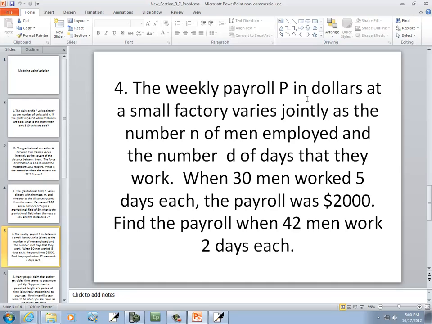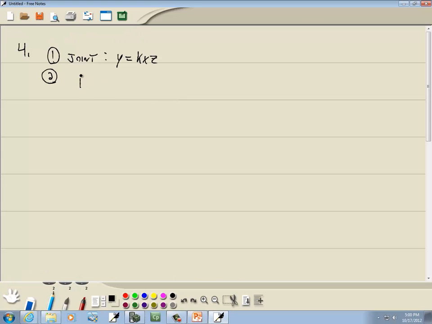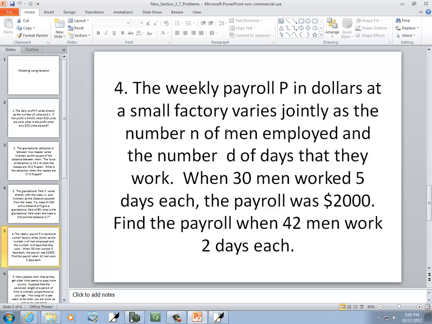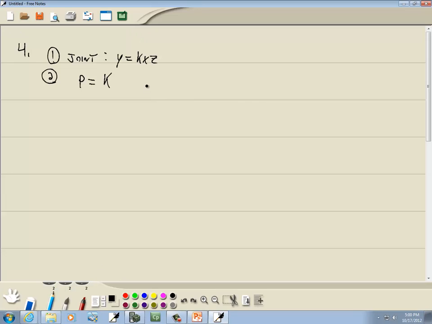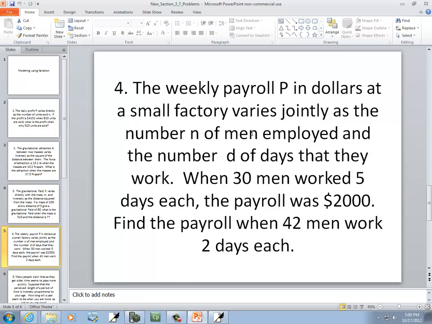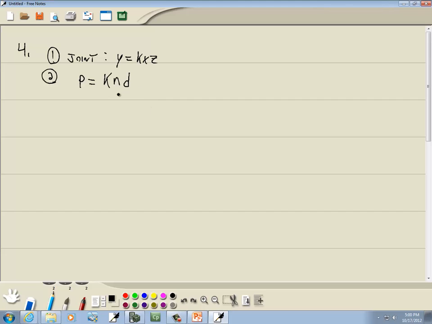Joint variation is typically of the form y is equal to kxz. Weekly payroll P in dollars at a small factory varies. Varies is where equals goes. So we're going to have P equals. We're picking variables that make sense. Varies jointly as a number N of men employed, so N for number of men employed, and number D of days that they work, so D for days.